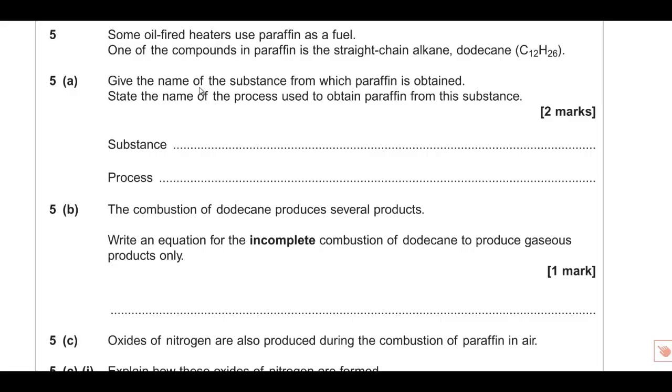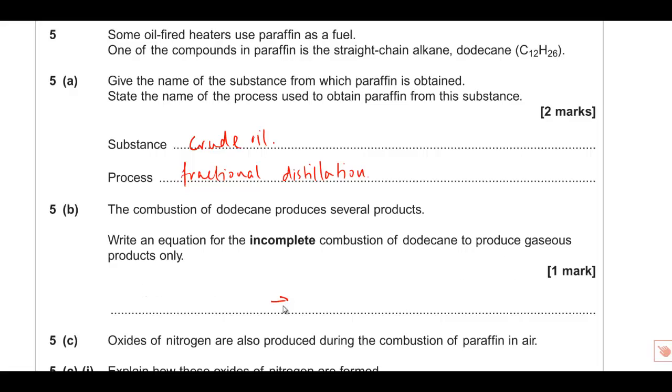Right, so alkanes, where do we get them from? Crude oil. How do we separate them? Fractional distillation. I've already spied this next question. Combustion. Incomplete combustion, dodecane, gaseous products only.